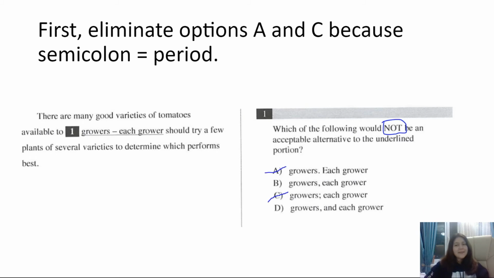So let's see. My logic will be option A and option C. They're completely identical. In option A, I see growers, each grower. In option C, I see growers, each grower. So exactly the same. But in option A, I have a period, and in option C, I have a semicolon. That means that I can eliminate A and C because they're identical answer choices. And I will be left between B and D.